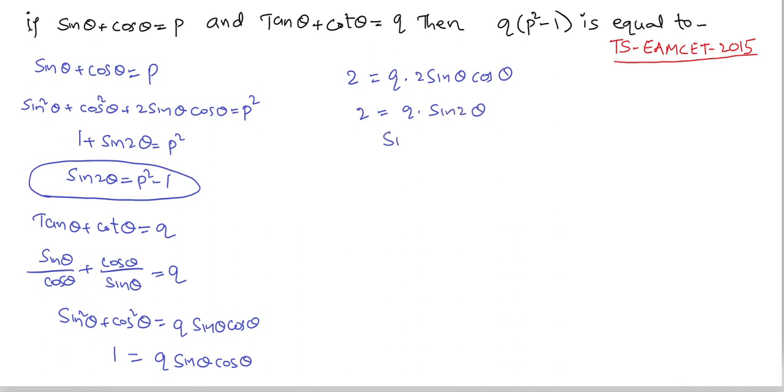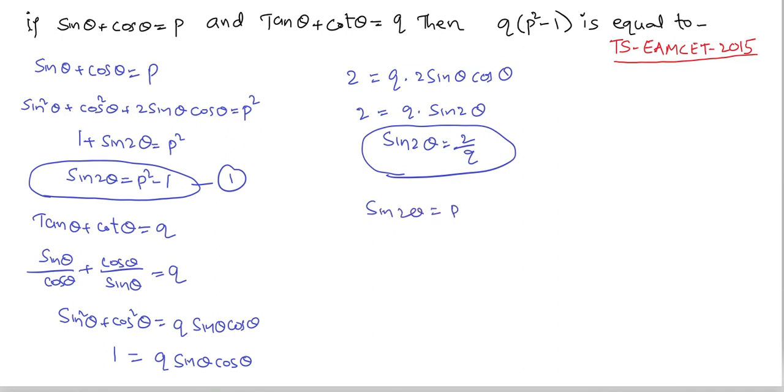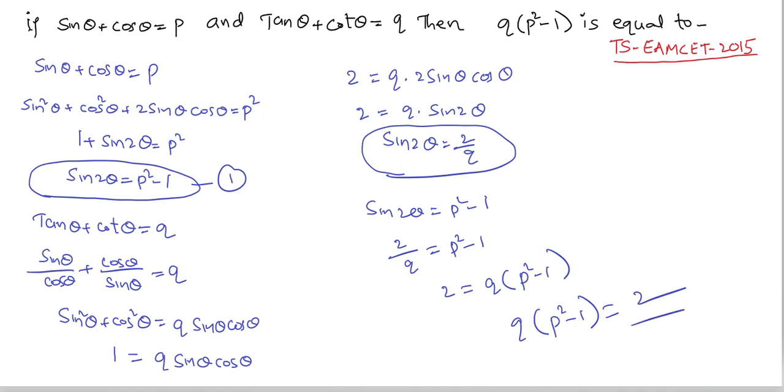From this, sin 2 theta is equal to 2 by q. Substituting the sin 2 theta value in the first equation, sin 2 theta is equal to p square minus 1. So 2 by q is equal to p square minus 1. 2 is equal to q into p square minus 1. The value of q of p square minus 1 is equal to 2.